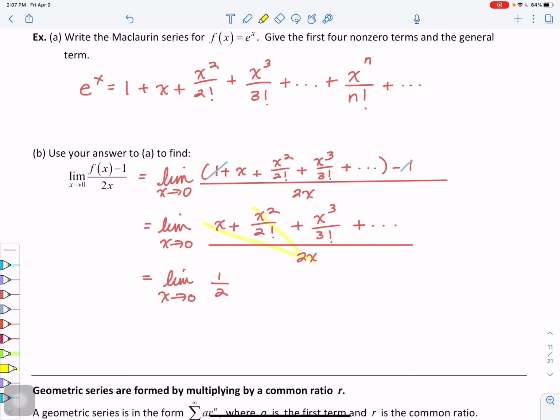And now we will divide this term and this term. But what do you notice? The next term is going to be x divided by 2 times 2 factorial plus x squared divided by 2 times 3 factorial. And what's going to happen when you're actually looking at the limit of each one of these? All of these terms are going to go to 0 when you take the limit. So this limit is equal to 1/2.